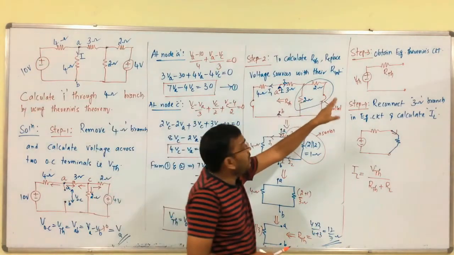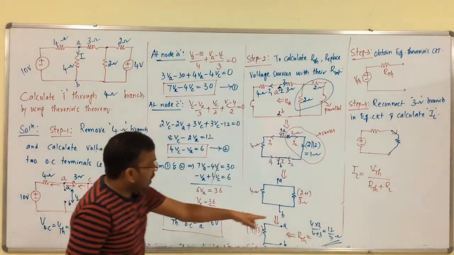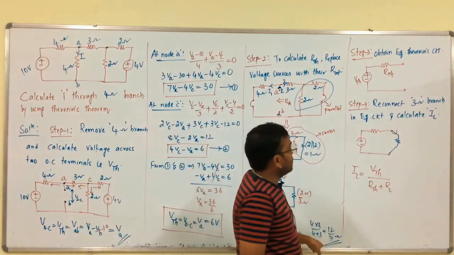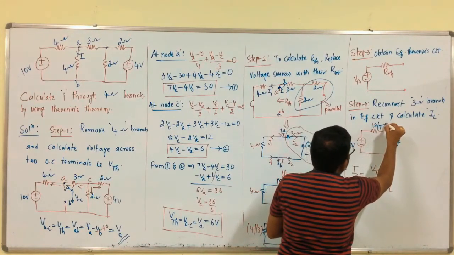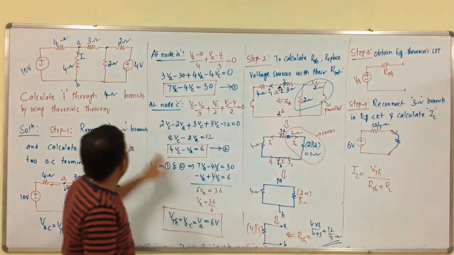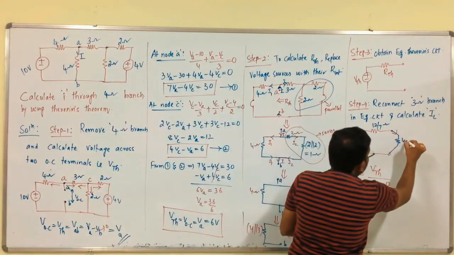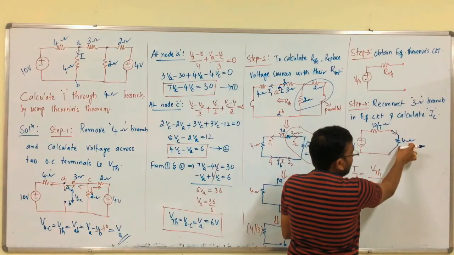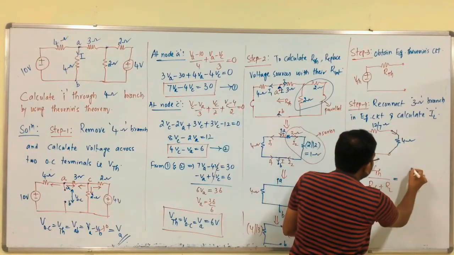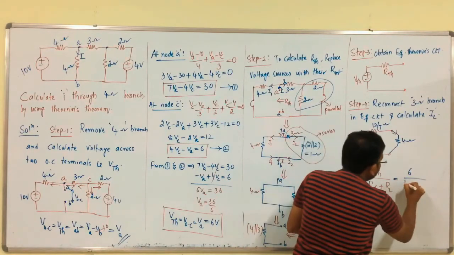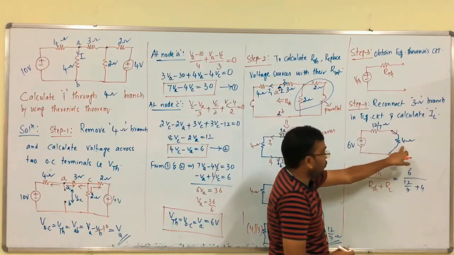Finally, in step 3, obtain the equivalent Thevenin circuit, that is VTH is what? 6 volts, RTH is what? 12 by 7 ohms. This is 6 volts, this is 12 by 7 ohms. And what is the load resistance here? It is the 4 ohm branch, connected as it is, 4 ohms, and we have to calculate the current through this branch, that is VTH, which is equal to 6 volts by RTH, 12 by 7 plus 4. RL is in this case 4.